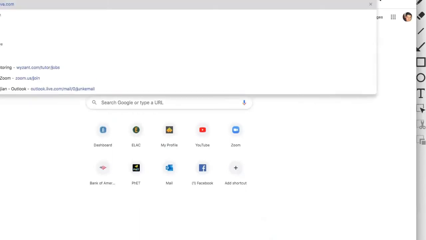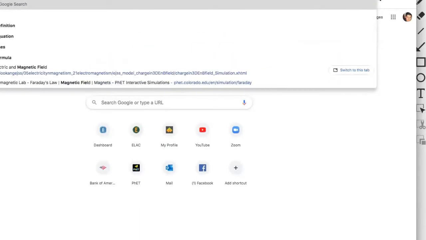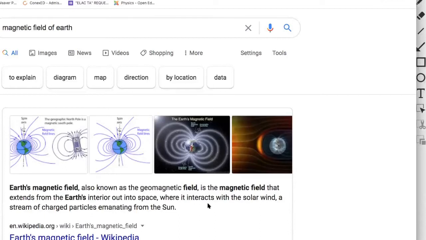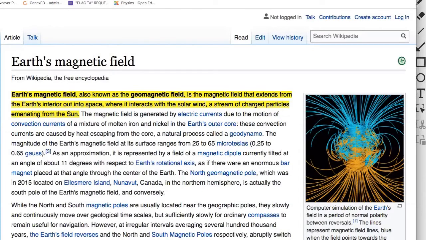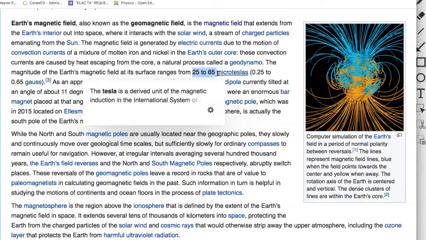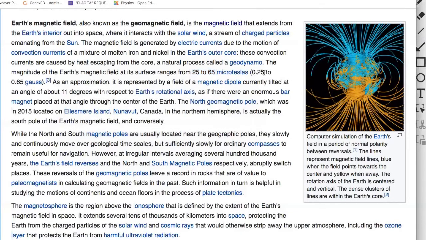Let's see here. Just a second, everyone. I gave you something in the beginning. Yeah, 25 to 65 micro Tesla, right? 25 to 65 micro Tesla, which is 0.25 to 0.65 Gauss.